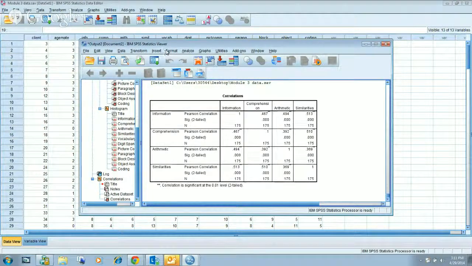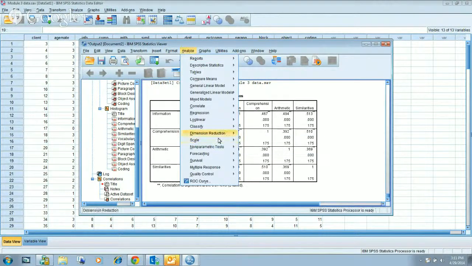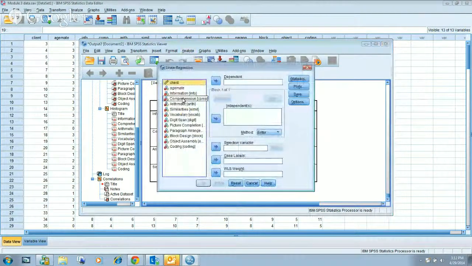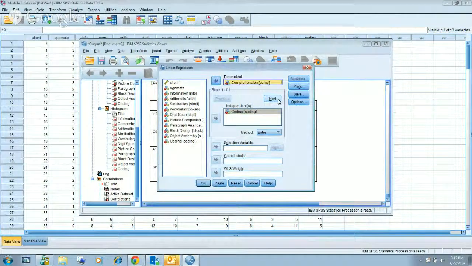Finally, I'm going to perform a regression analysis to see if one variable can predict the other. So here I'm going to see if coding can predict a score on comprehension, or excuse me, block design.